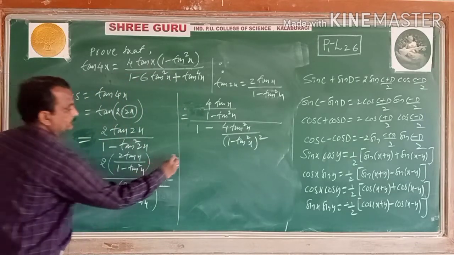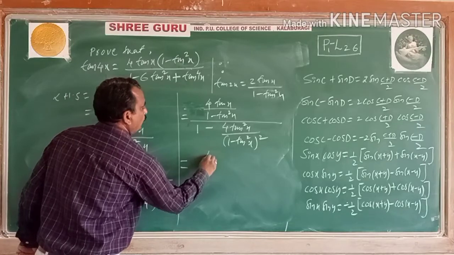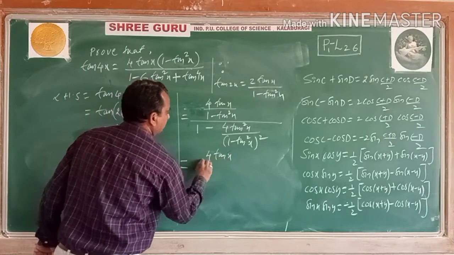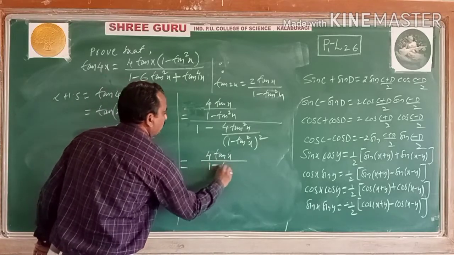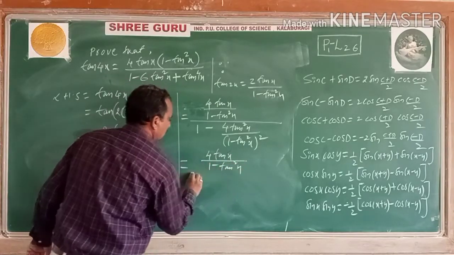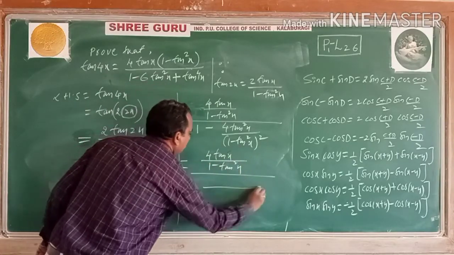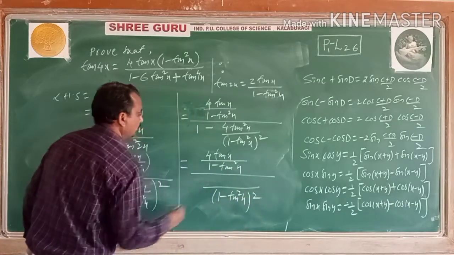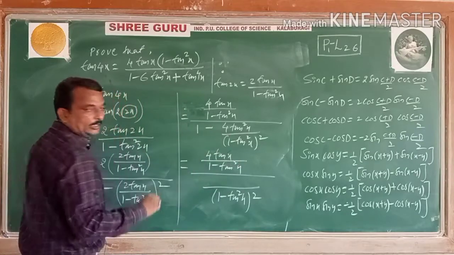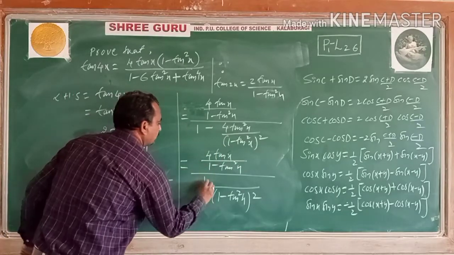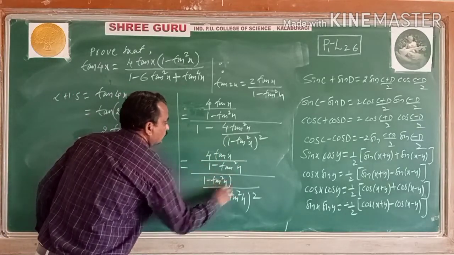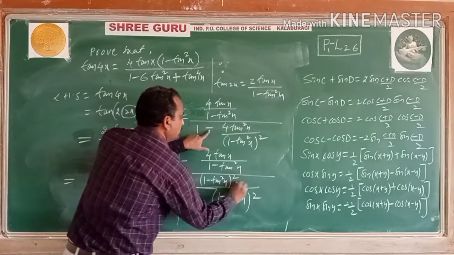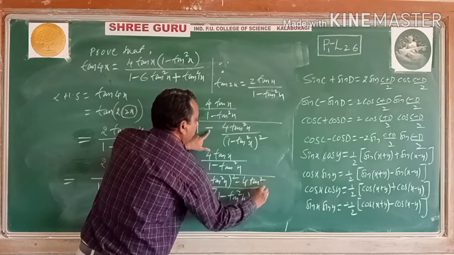Taking the LCM in the denominator, 1 minus tan square of x. What is the LCM here? 1 minus tan square x whole square. Then multiplying, 1 minus tan square x whole square minus 4 times tan square of x.